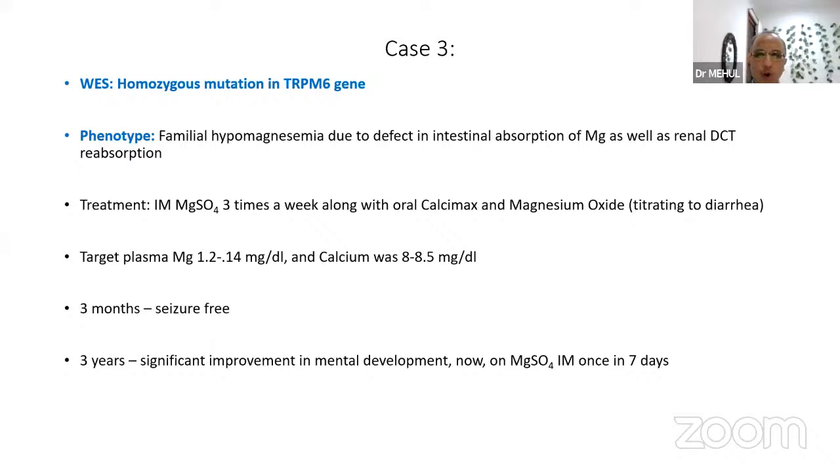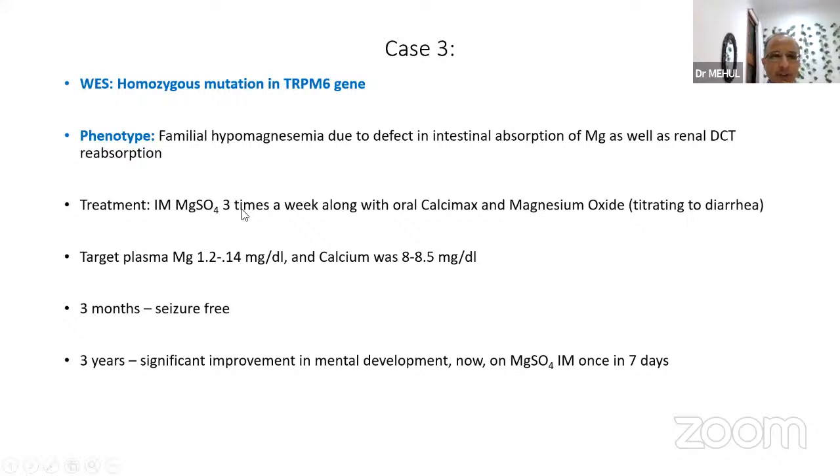The parents were very, very upset with the diagnosis as well as with the recurrent seizures which the child was suffering for the past 2 years before he came to us. But we had to explain to them the importance of giving him parenteral magnesium to bypass the impaired absorption in the intestines. We targeted a plasma magnesium concentration of around 1.2 to 1.4, and we were successful in raising this plasma magnesium level. With that, the calcium level also improved to about 8 to 8.5.